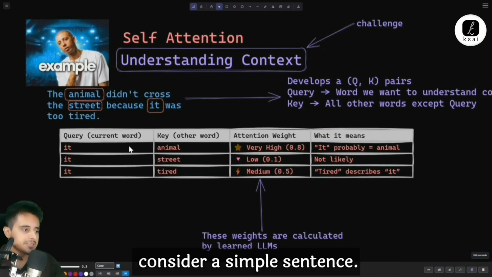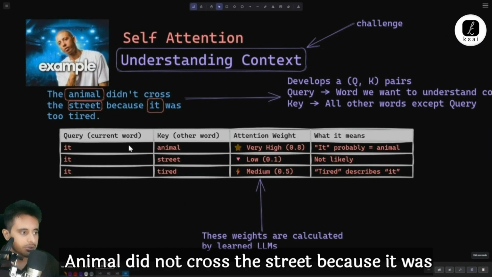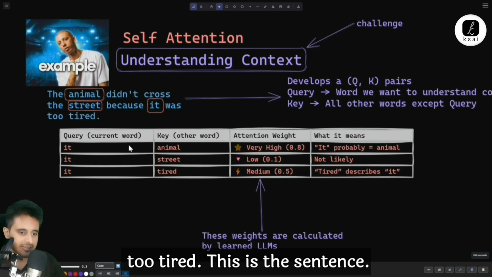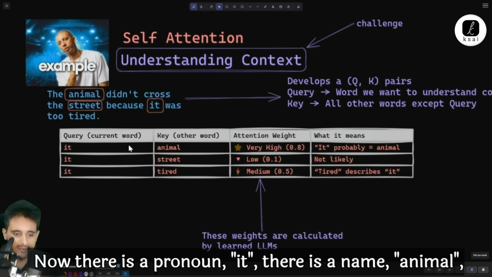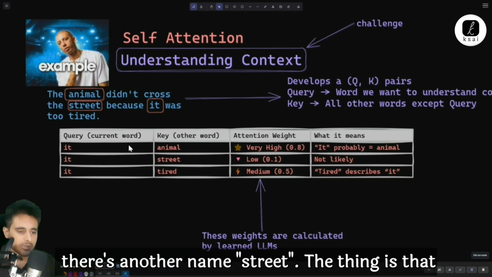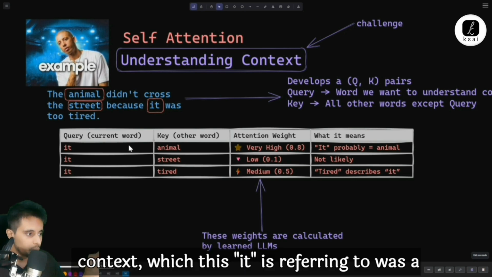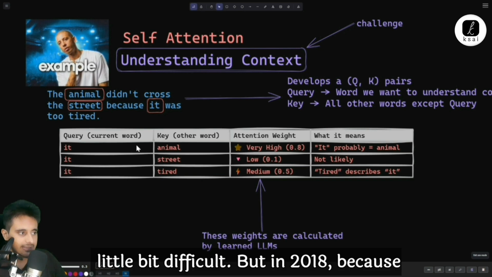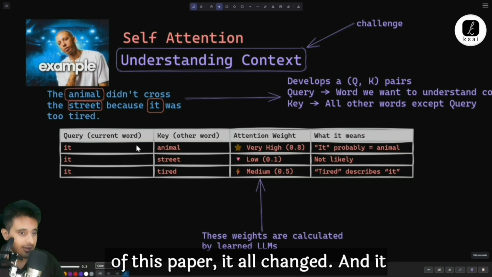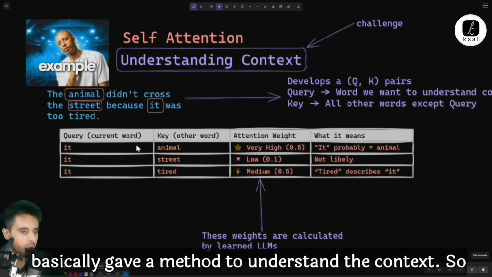Let us consider a simple sentence: The animal did not cross the street because it was too tired. Now there is a pronoun, it, there is a noun, animal, there is another noun, street. The thing is that in previous computer systems, figuring out what this particular it was referring to was a little bit difficult. But in 2018, because of this paper, it all changed. And it basically gave a method to understand the context.